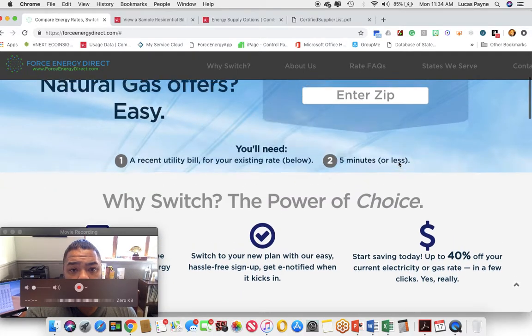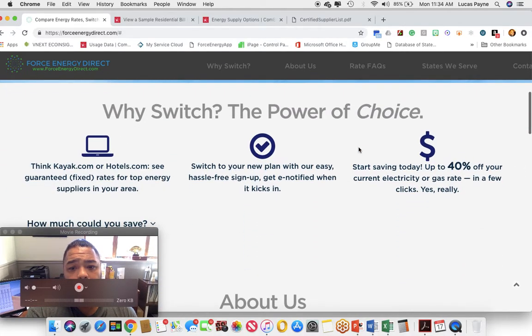So this is the why switch section, the power of choice. For those of you that are not familiar with deregulated energy, we can do some more in-depth training about it, but it simply means that customers have the power to choose a natural gas or electricity supplier in those deregulated markets. So ComEd, in this case in the Illinois area, is responsible for delivering the power to clients.